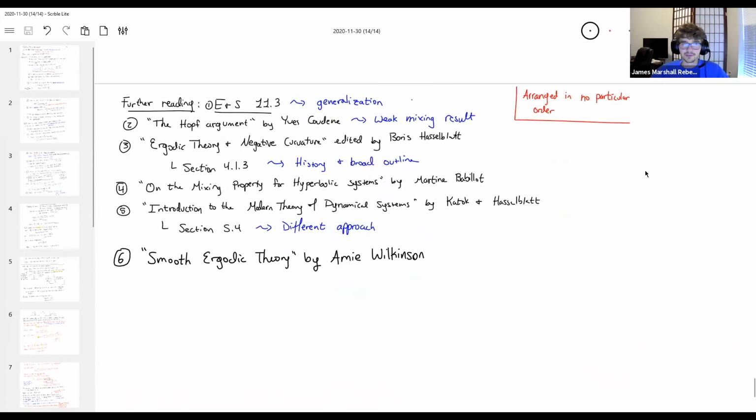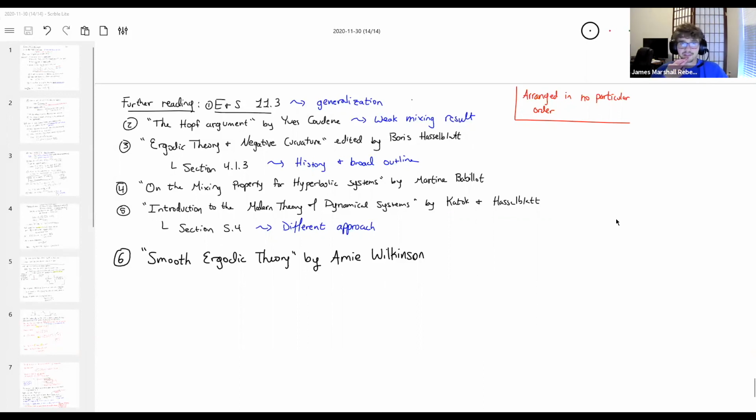I mean, here are some further references, which give you some really cool things. The Hopf argument is a big deal. Einsiedler and Ward, chapter 11, gives you a generalization. I think they talk about nilmanifold stuff. I don't know, I didn't read it very closely. The Hopf argument by Coudène gives you a nice weak mixing result. So not only ergodic, but weak mixing. I don't think you get the K property, but you get weak mixing.